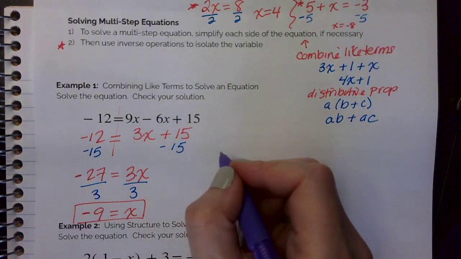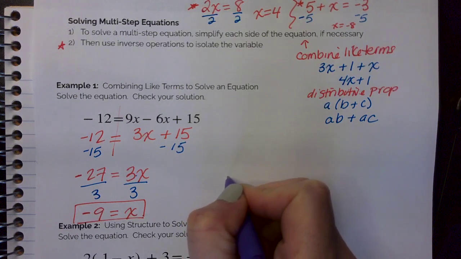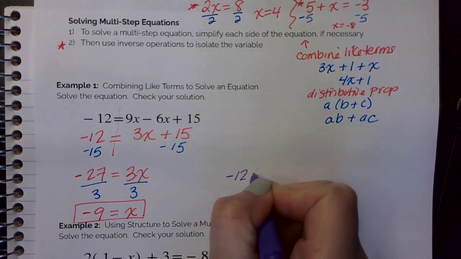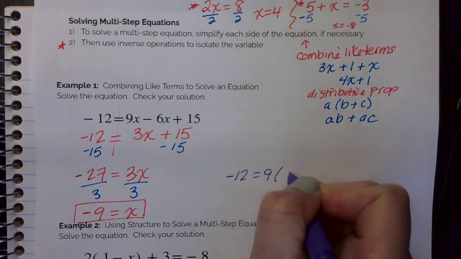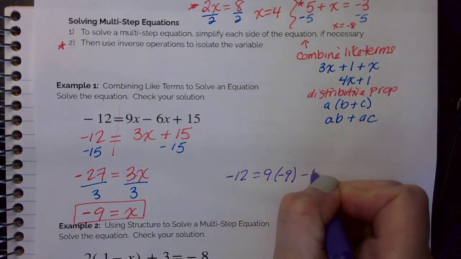We're also supposed to check our solution. So how we check our solution, always a good job to check when you do math, is we're going to rewrite the equation. And where there was an x, we're going to put in the value we got for x.